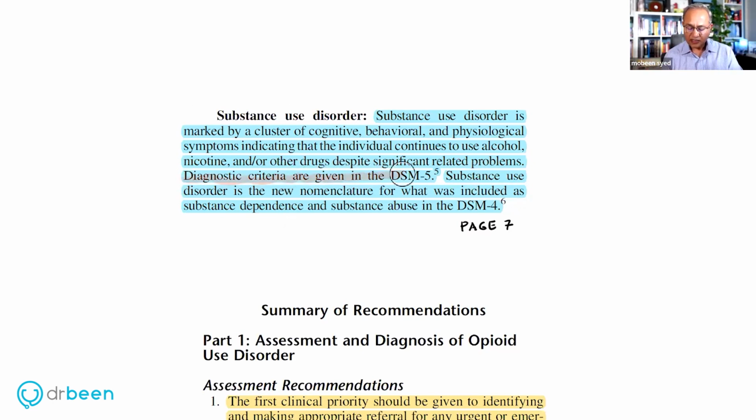Diagnostic criteria are given in DSM-5. Substance use disorder is the new nomenclature of what was included as substance dependence and substance abuse in DSM-4. So this is very important. The previous booklet, DSM-4, had substance dependence as one mechanism and substance abuse as another mechanism. In the DSM-5, they have collected that as substance use disorder. And there is a new nomenclature over there that starts from sobriety and goes all the way to various levels. More levels than desensitization, tolerance, dependence, addiction. This is on page 7 of that book.